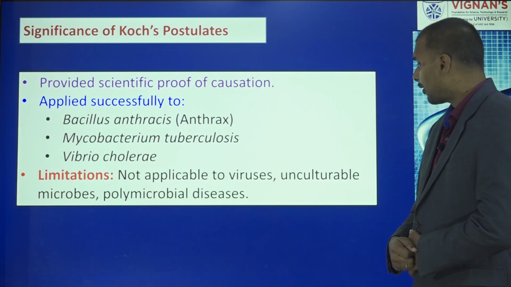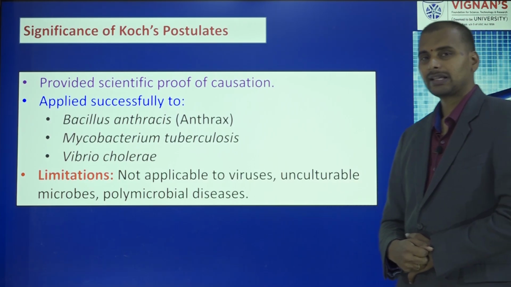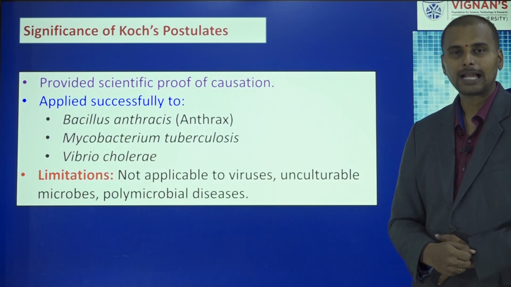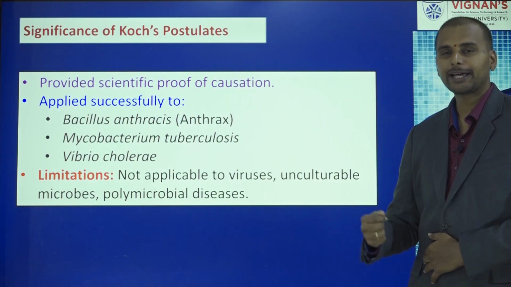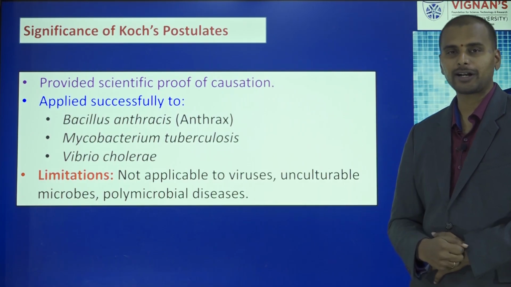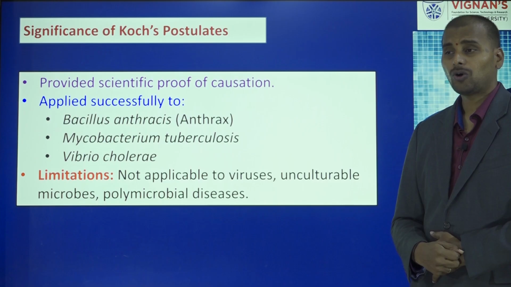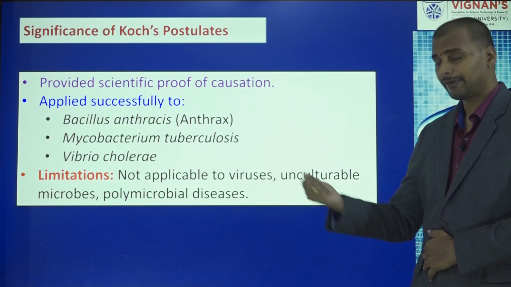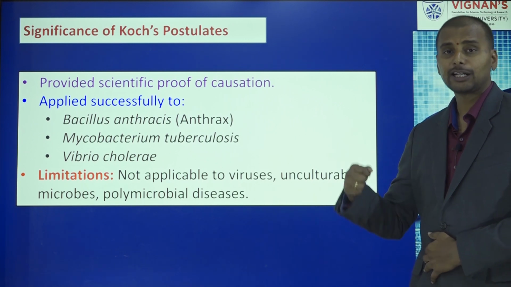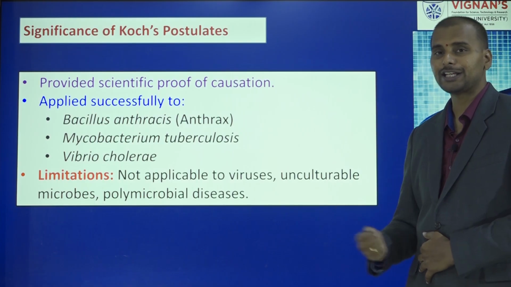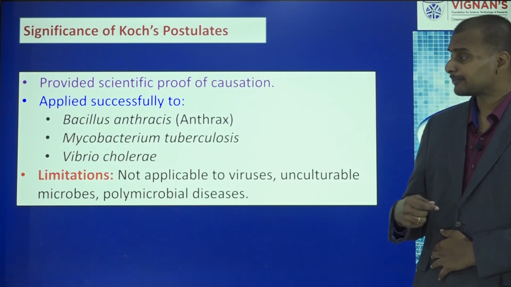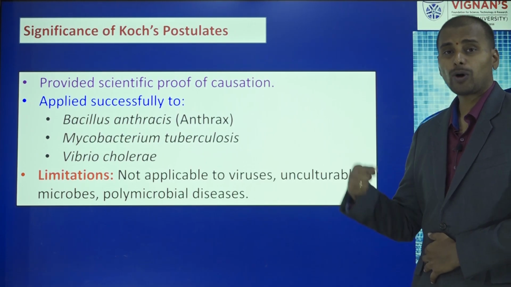And then polymicrobial diseases. Sometimes a disease is not caused by a single microorganism, but by more than one. Under those conditions, even if we are able to culture a single microorganism, if that culture is given to a healthy animal, it may not develop the disease, because the onset of disease is not solely dependent on one particular microorganism, but on more than one.